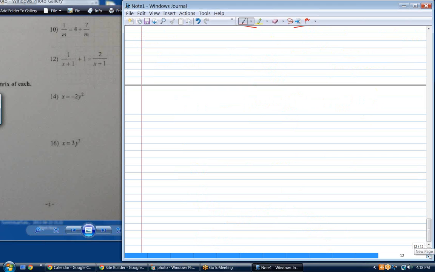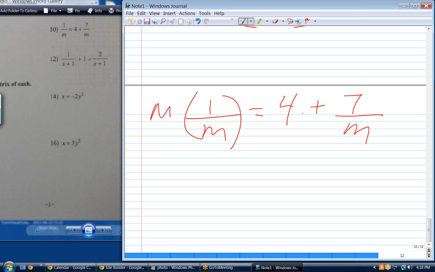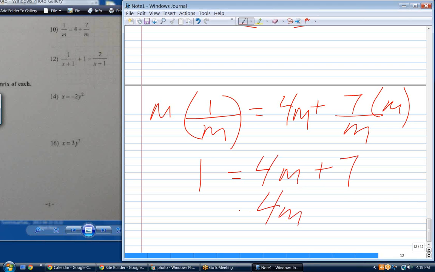Number 10 is a similar case. Just doesn't look like it. What can I multiply every term in this equation by to get rid of all my denominators? m. Okay, so I'm going to multiply the left side of the equation by m. I'm going to multiply this term by m and this term by m. So now I'm left with 1 equals 4m plus 7. 4m equals minus 6. m equals minus 3/2.